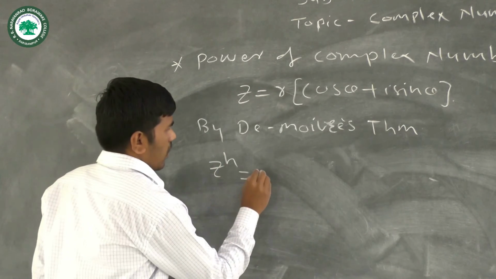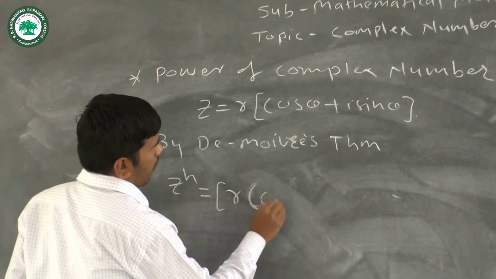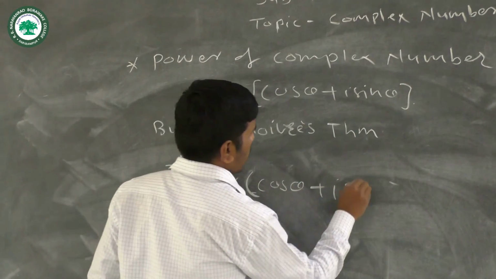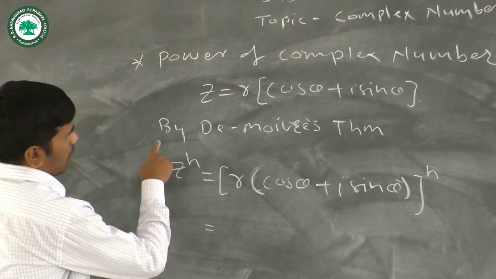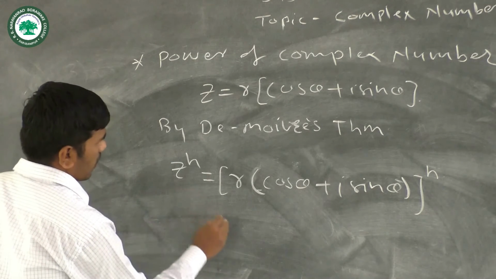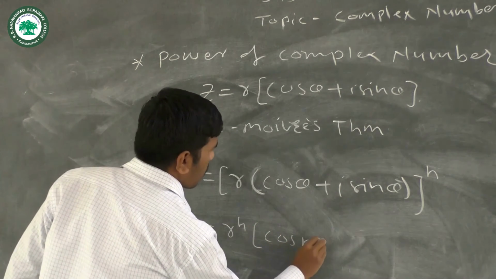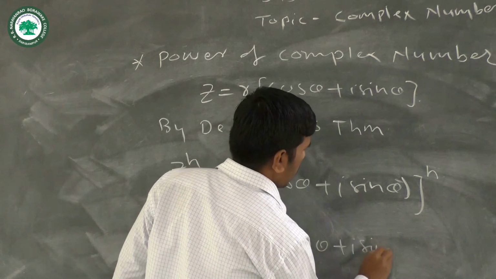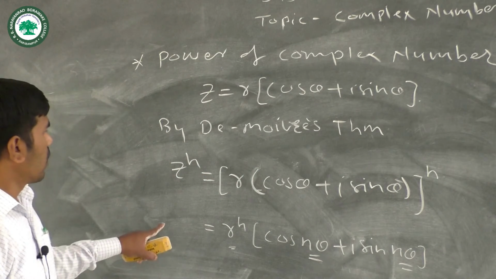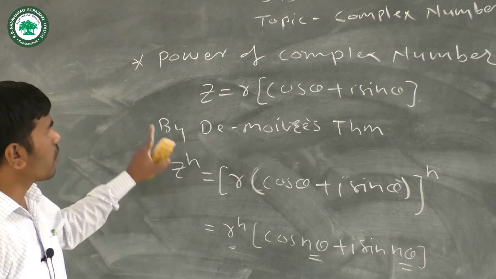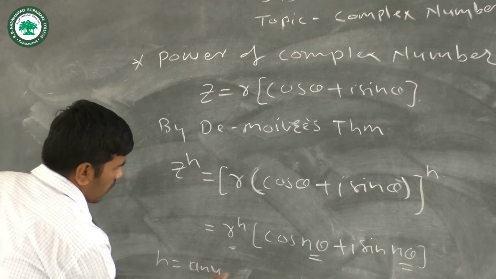Okay, so we can write r into cos theta plus i sin theta, power n. By using De Moivre's theorem, we can write this z power n is equal to r power n into cos n theta plus i sin n theta. Okay, so we can find the power of the complex number. This n is equal to any integer.